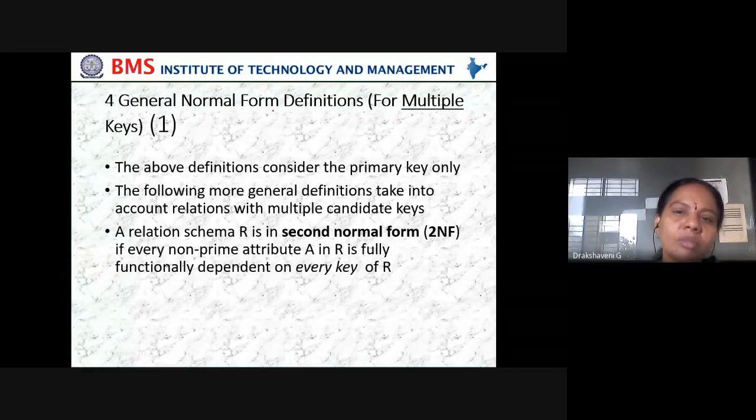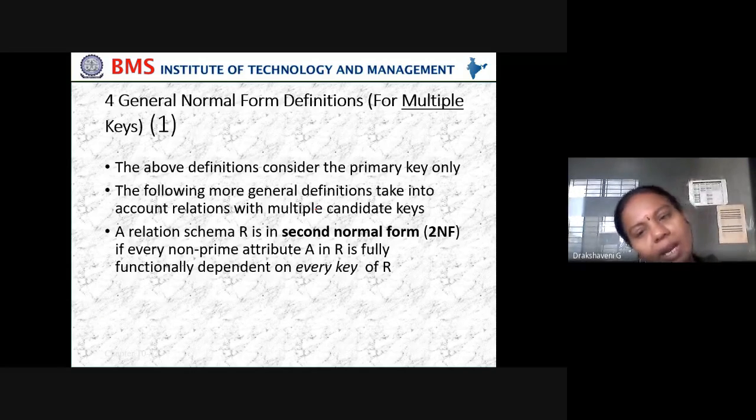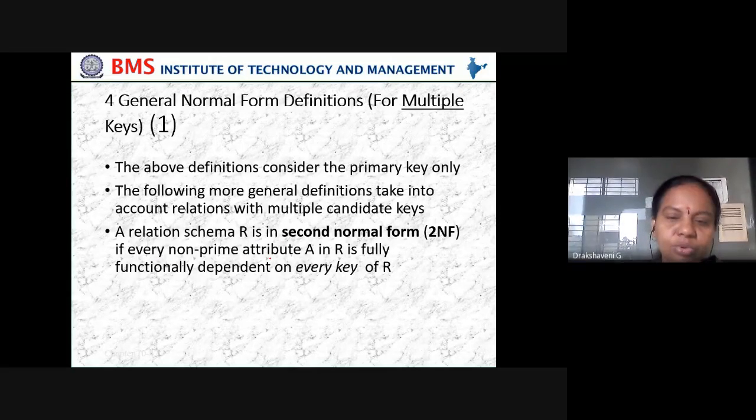The general normal form definition says that it is for multiple keys. The above definition considers a primary key only. The following are more general definitions taking multiple candidate keys into account. A relation schema R is in second normal form if every non-prime attribute A in R is fully functionally dependent on every key of R. So that is what is called second normal form.